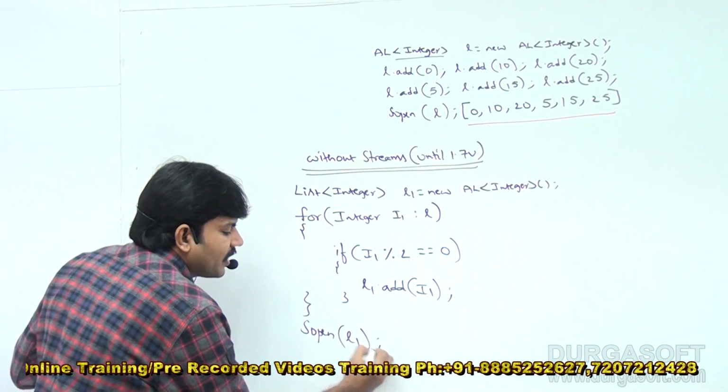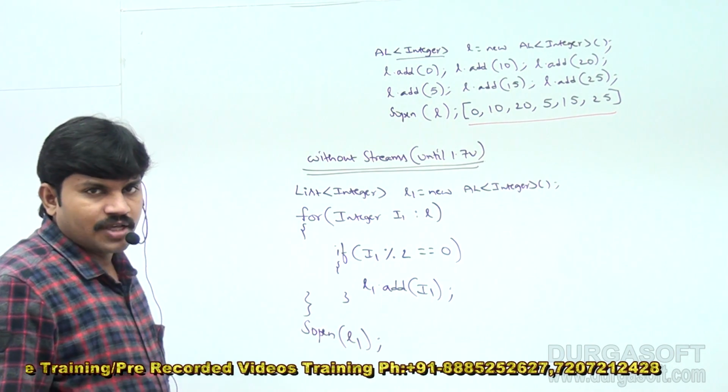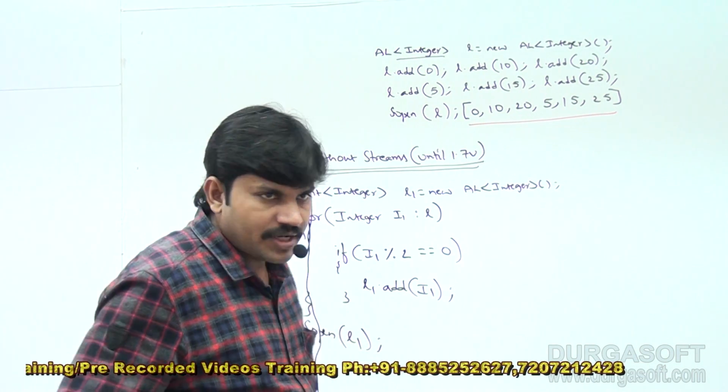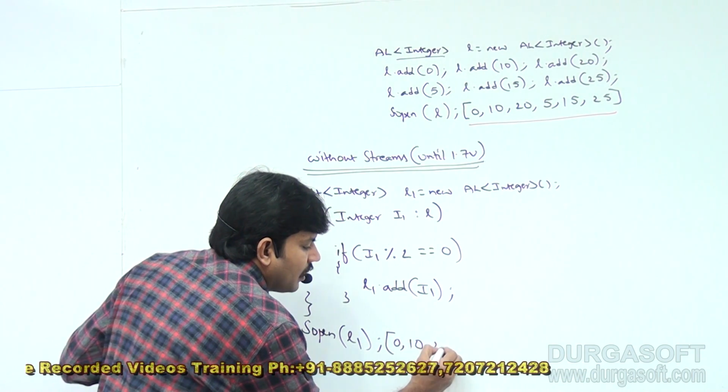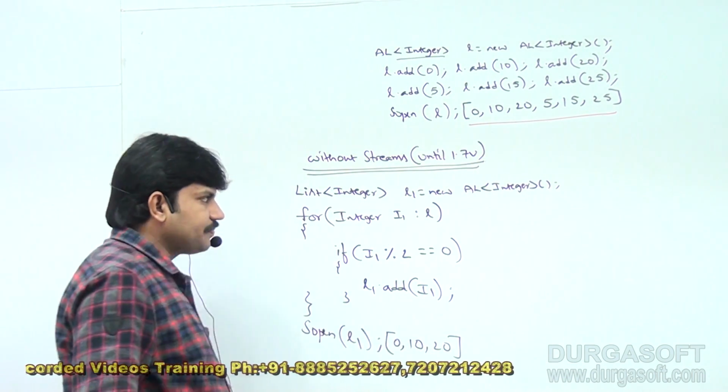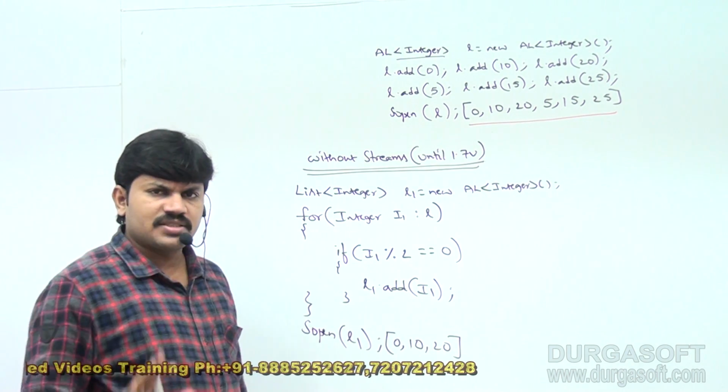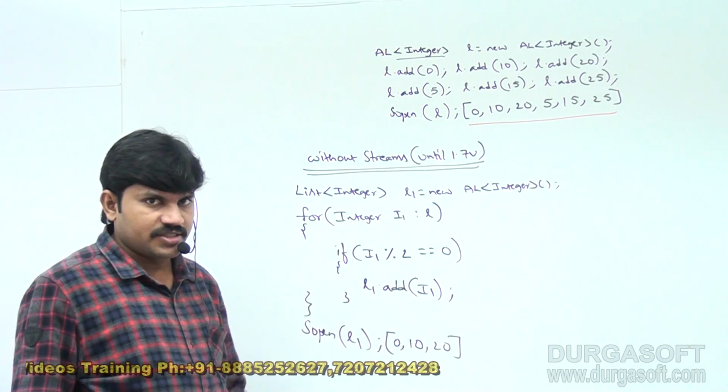Now let me print System.out.println(L1). What is the answer, sir? Can you please guess what answer we are going to get? 0, next 10, and then 20 is the answer. So this is our style until the 1.7 version.